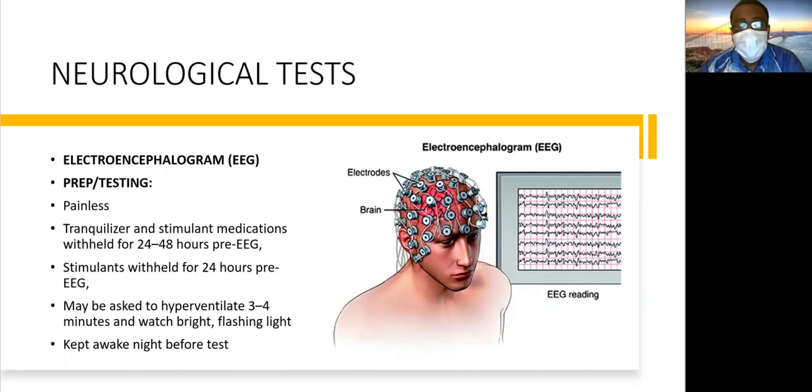And after the test, you want to help the client remove the paste from his hair, the paste that was used to attach all of the leads or electrodes on the patient's scalp. Administer prescribed medication. Again, you want to observe for seizure activity in seizure-prone clients. So this is what your EEG readings will look like.